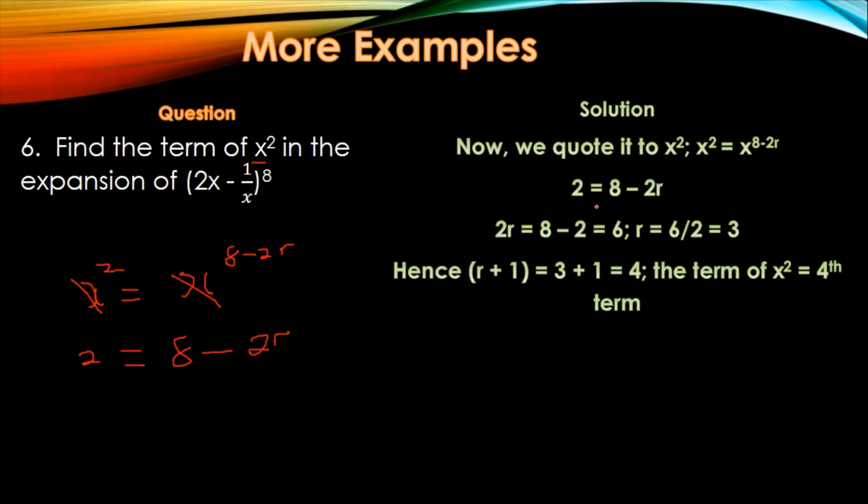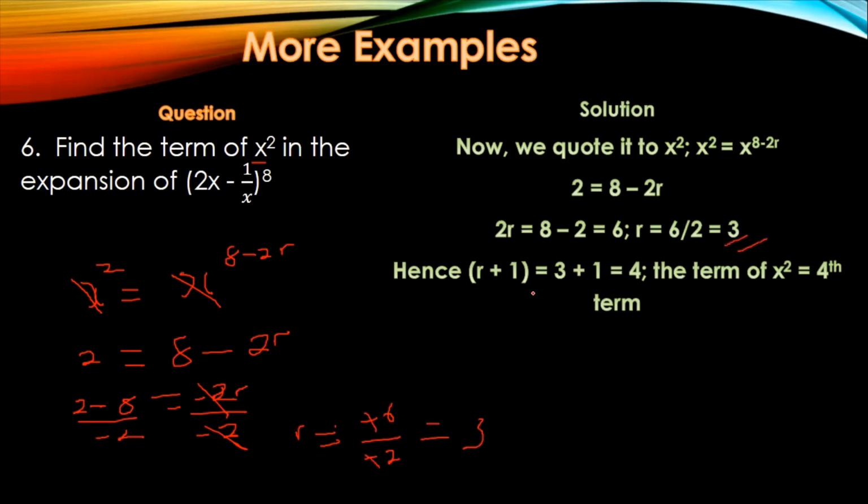And simplifying this, we know that it will give 2r. This will give us 2 minus 8, and this will give us minus 2, minus 2r. Dividing both sides by minus 2, minus 2 cancels minus 2 here. r is equal to 2 minus 8, which is minus 6, that's minus 6 divided by minus 2. And minus 6 divided by minus 2 will give us plus 3, because minus cancels minus, which is plus. So the value of our r is equal to 3.